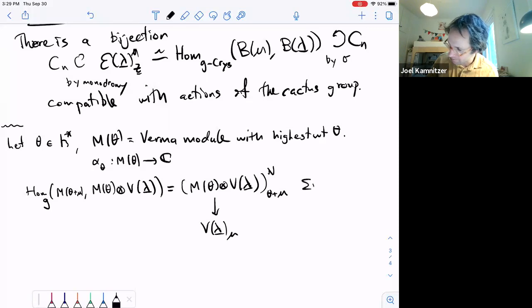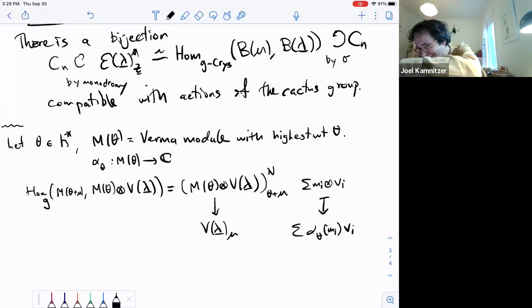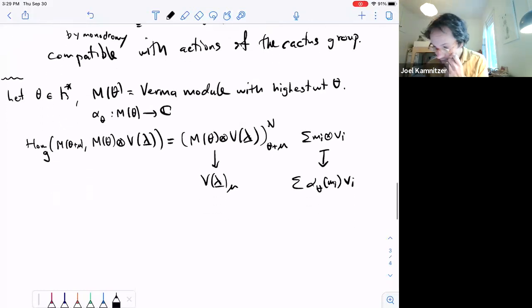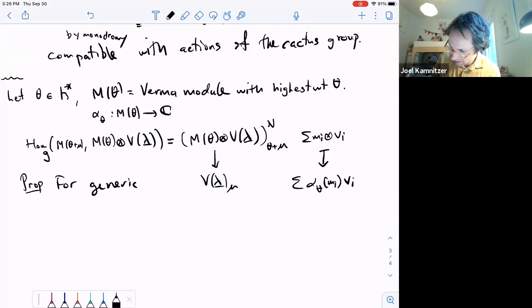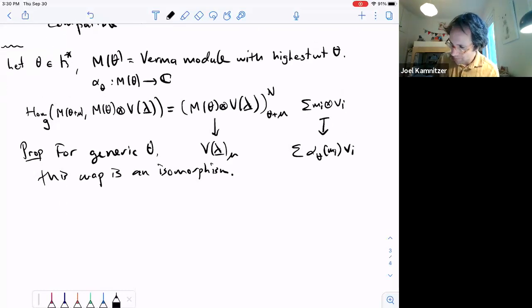So this map here takes some vector here to, we just pick out the highest weight vector in the Verma module M theta. I kind of said that badly, but anyway, hopefully you've seen this kind of construction before. Okay, so that's a map, and this map is usually an isomorphism for generic theta. So why is this good? Then the reason is as follows.